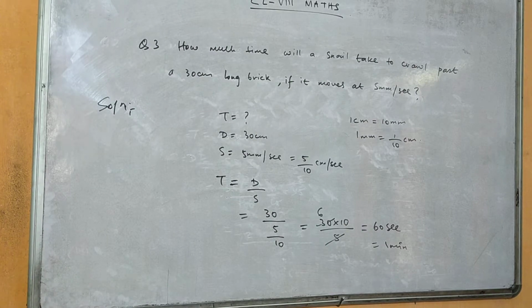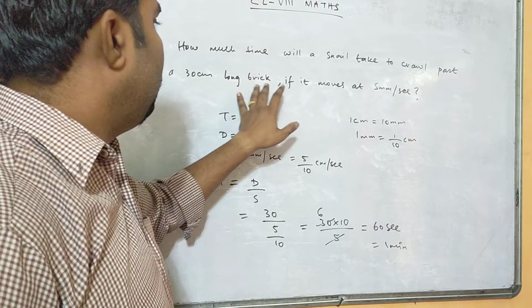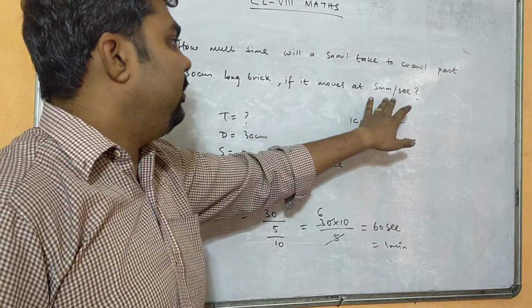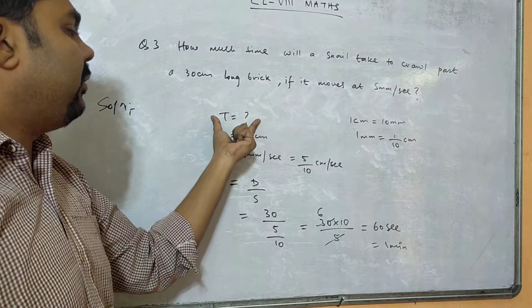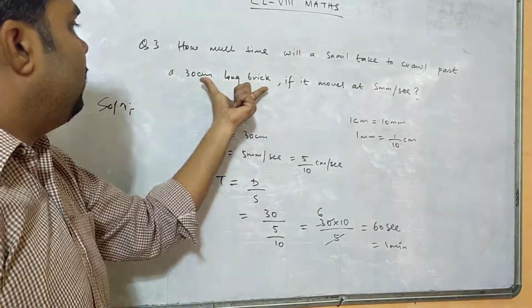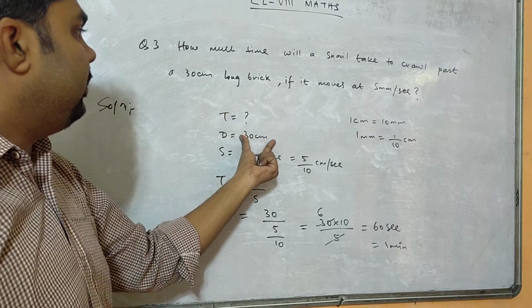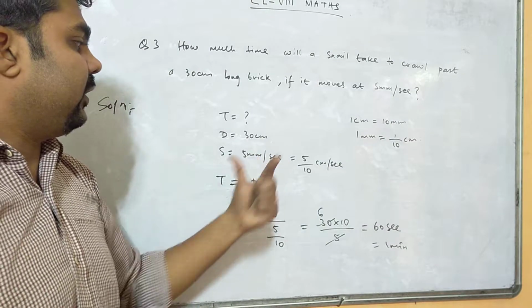Next question: how much time will a snail take to crawl past a 30 cm long brick if it moves at 5 mm per second? So what we have to find is time. Time equals question mark. The snail crawls past a 30 cm long brick, that means distance is 30 cm, but speed is given in millimeter per second, that is 5 mm per second, right?